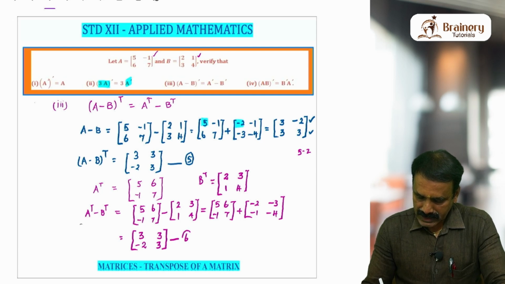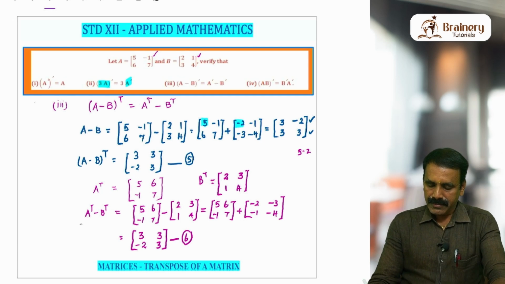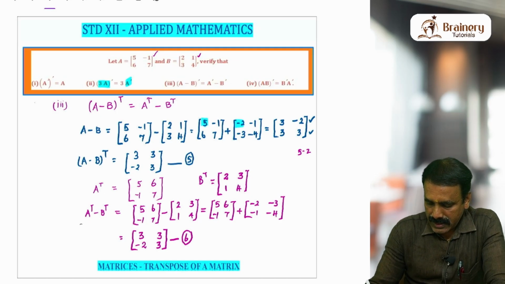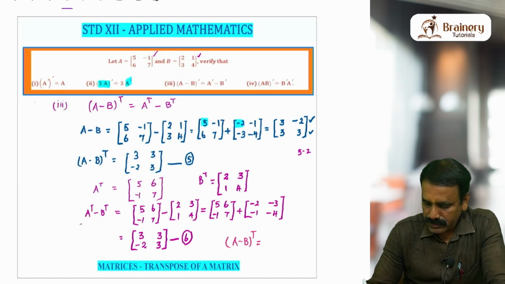I take this as sixth equation. Now, compare fifth and sixth. Are they equal or not? Obviously, they are equal. So, what is our conclusion now? Our conclusion is A minus B whole transpose is equal to A transpose minus B transpose.